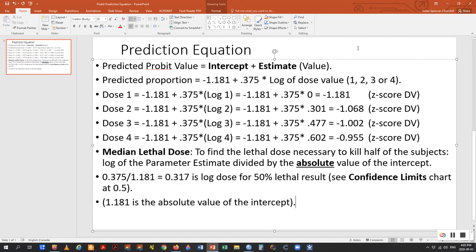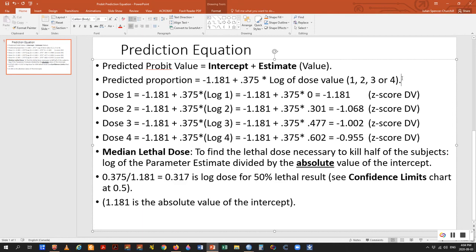So the predicted Probit value is equal to the intercept plus the estimate times the value. The estimate is like the B coefficient, and the value is essentially how much of the dose. So the predicted proportion is going to be minus 1.181 in this case, plus 0.375 times the log of the dose value, whether it's 1, 2, 3, or 4. You're going to find in the footnotes of the notes how to calculate logs. It's a little bit of an involved procedure, but we're not dealing here with the raw scores.